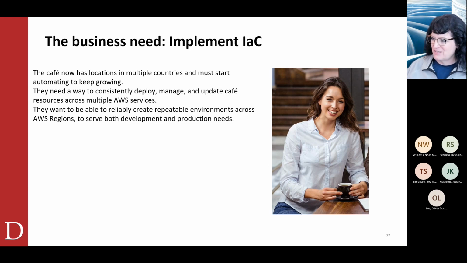So they need a way to consistently deploy, manage, and update cafe resources across multiple AWS services across multiple regions in multiple countries. So they've got a really big, really complex environment. They want to be able to reliably create repeatable environments across AWS regions to serve both development and production needs. Sounds like a reasonable thing to ask for.